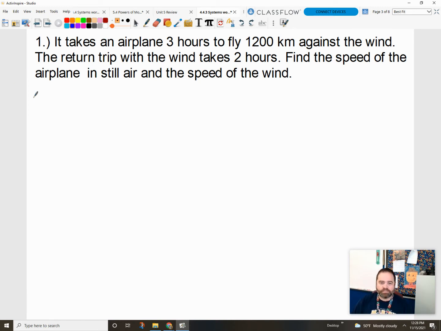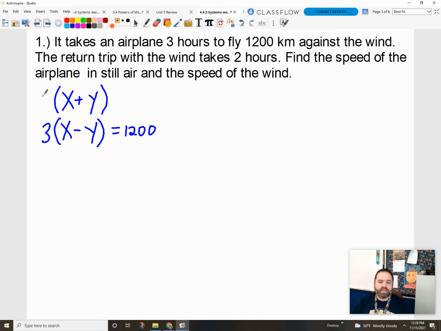So here's how I'm going to set these up. With the wind and against the wind. Same setup, right? X plus Y, X minus Y. This is going to look kind of weird because I haven't done this before. These are my new speeds, with the wind and against the wind. My speed against the wind takes 3 hours to fly 1,200 kilometers. But when the wind is helping me out, it's only going to take 2 hours to fly the same 1,200 kilometers.